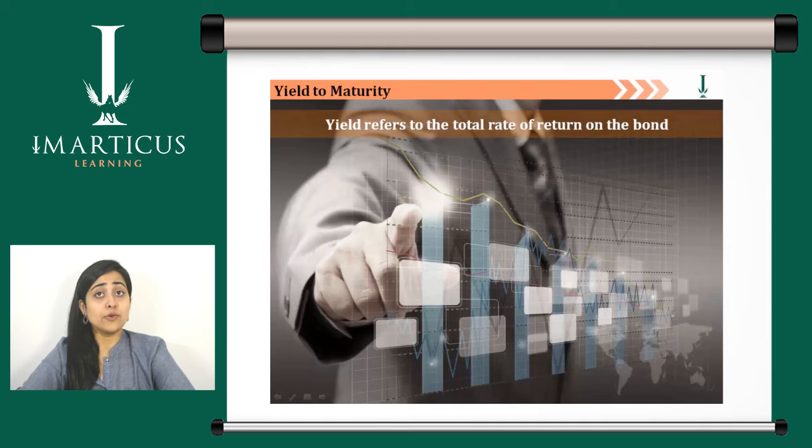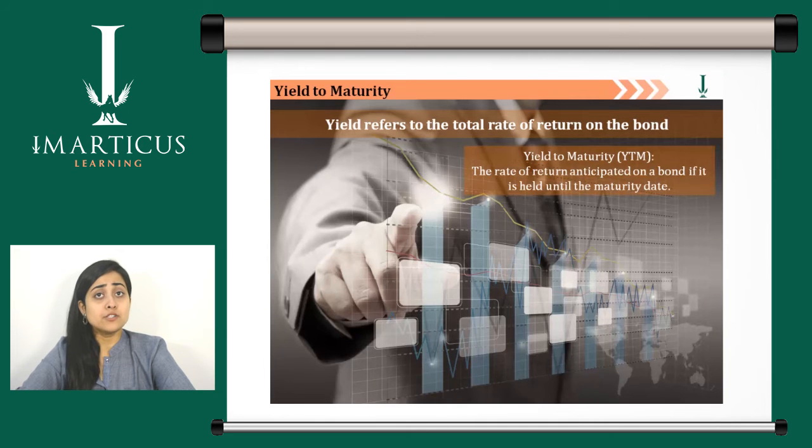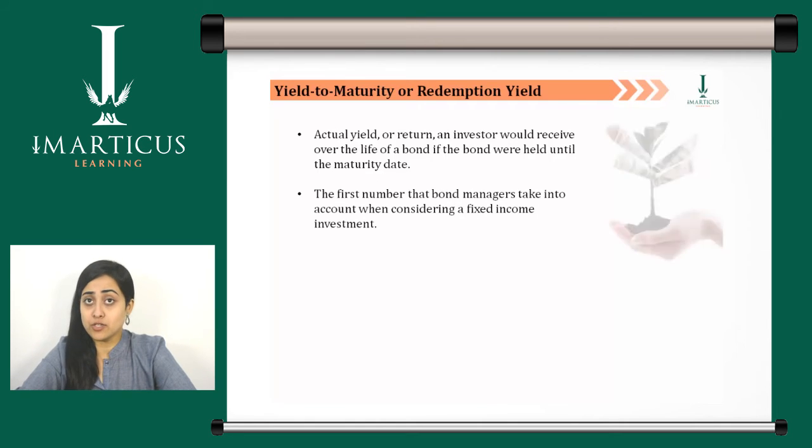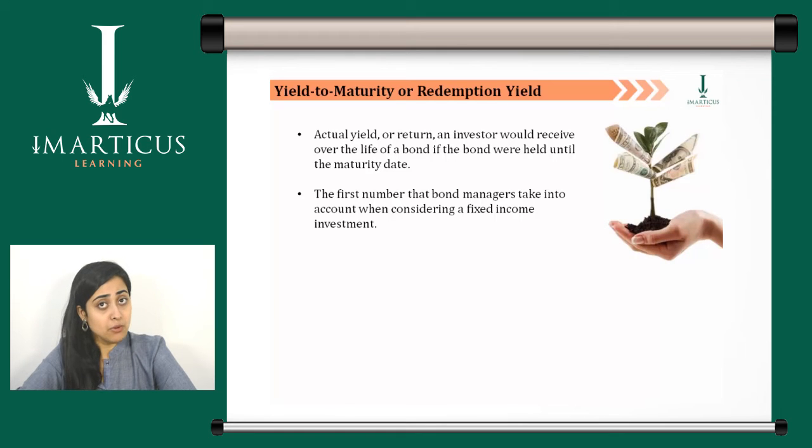Yield refers to the total rate of return on the bond. In other words, yield to maturity is the rate of return anticipated on a bond if it is held until the date of maturity. Yield to maturity is the actual yield or return that an investor would receive over the life of a bond if the bond were held until maturity. Yield to maturity is the first number bond managers take into account while considering fixed income investment. Besides being an accurate value measurement tool, yield to maturity also makes comparisons of various bond offerings easier by presenting a common measurement.